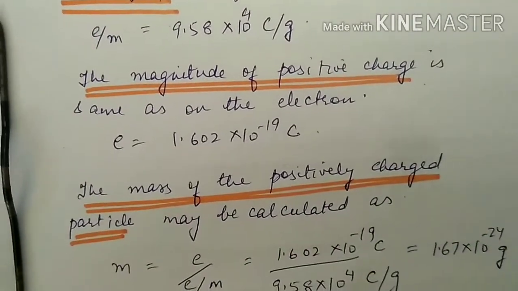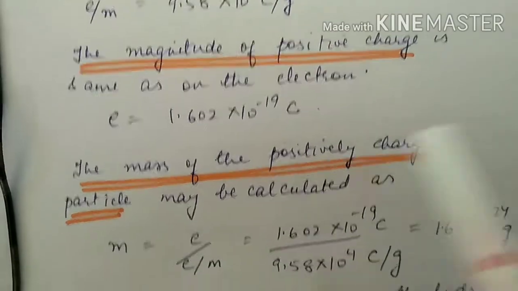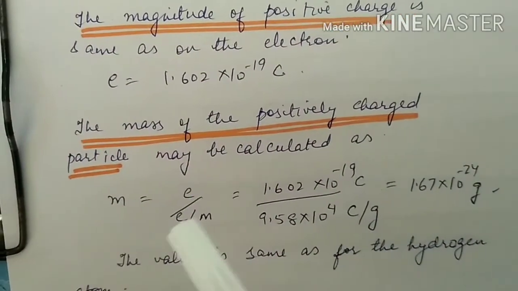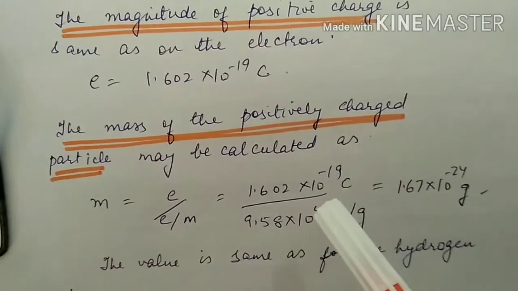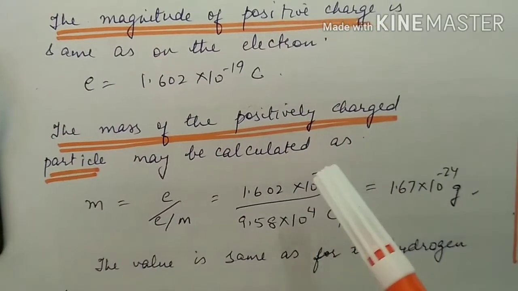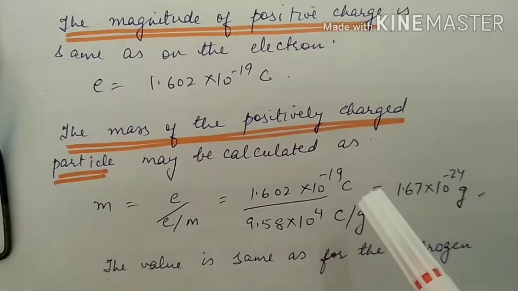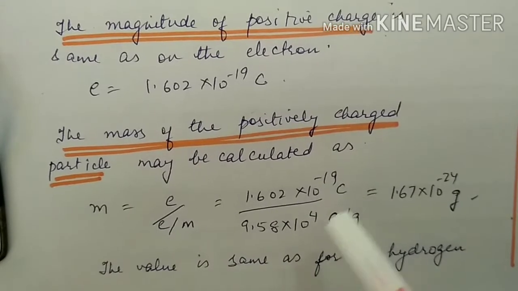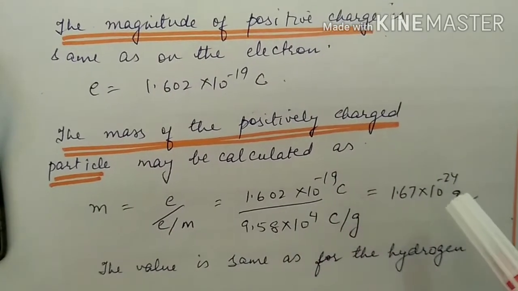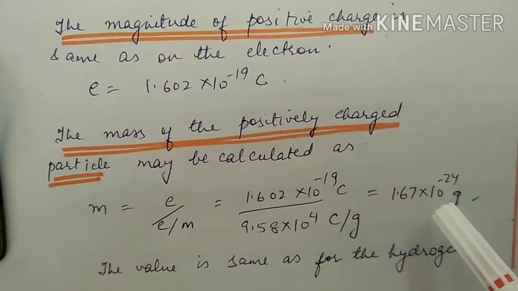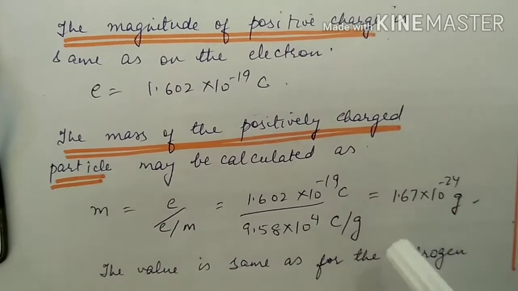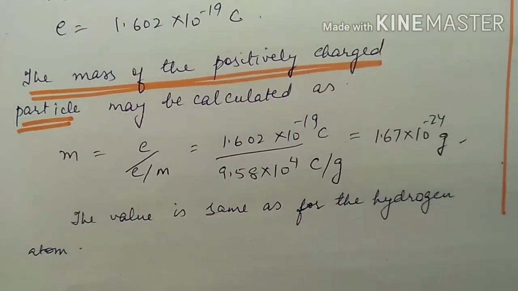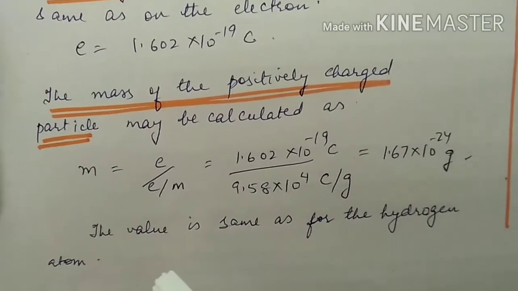The mass of the positively charged particle was again calculated in a similar manner, that is, by dividing charge by the charge to mass ratio. So charge is 1.602 × 10^-19 coulombs. Charge to mass ratio is 9.58 × 10^4 coulombs per gram. On dividing, we get the mass equal to 1.67 × 10^-24 grams. The value is the same as for the hydrogen atom.